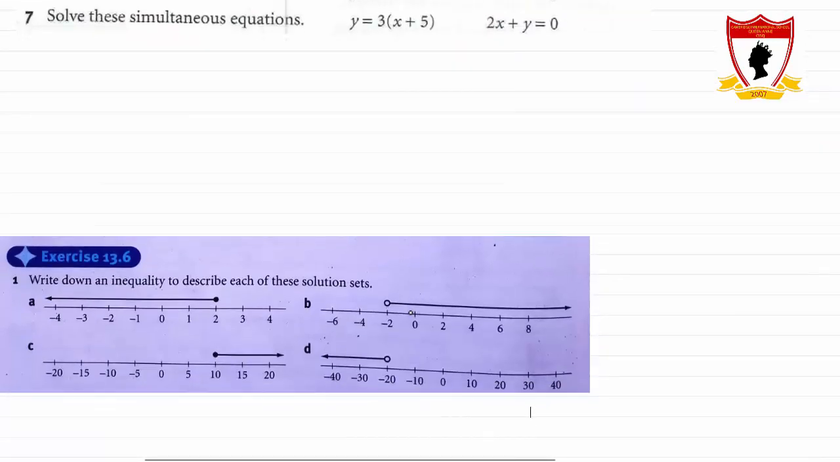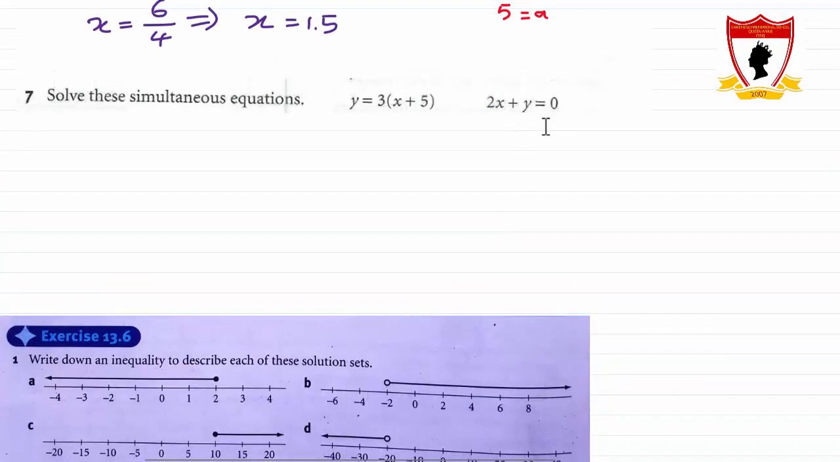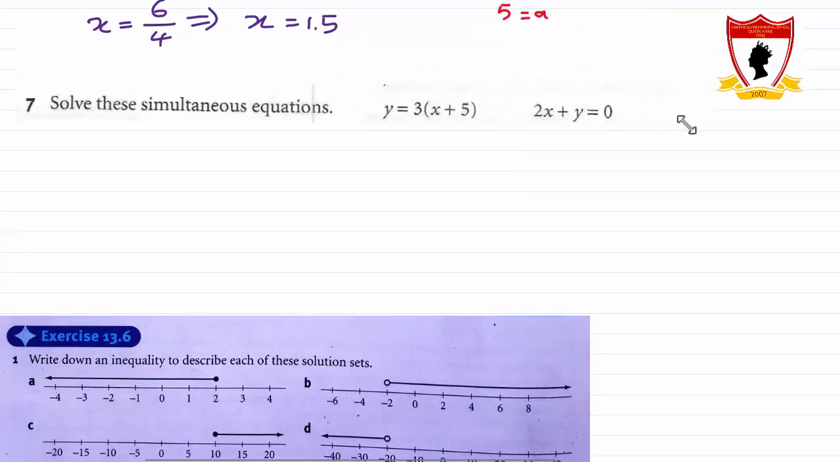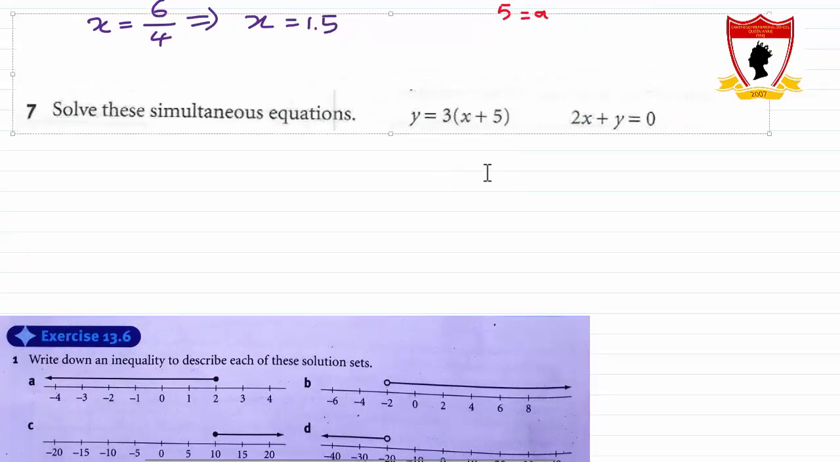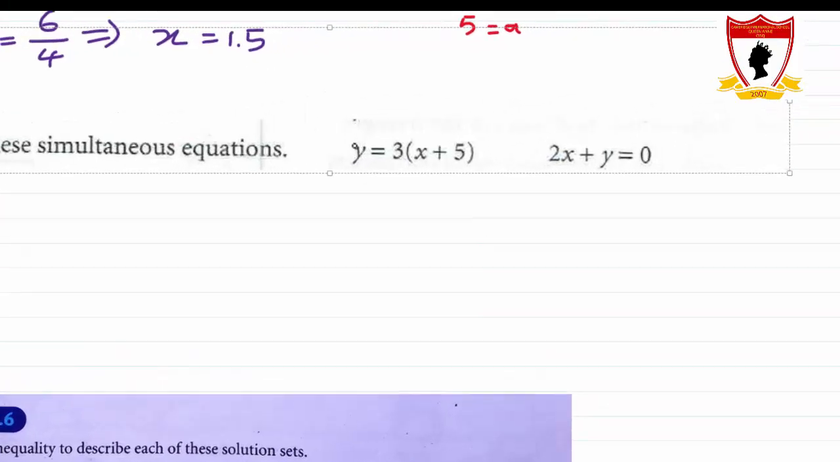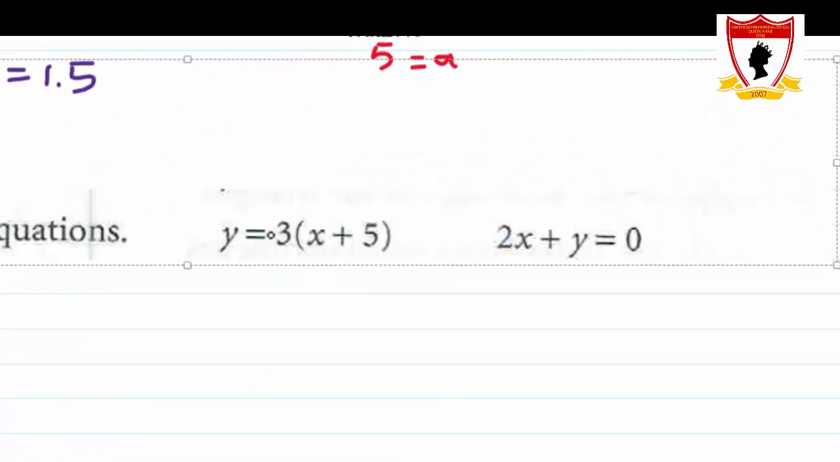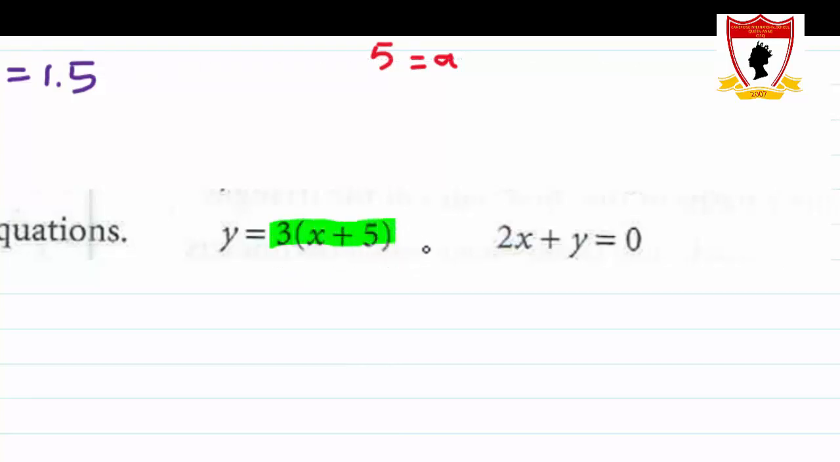Simultaneous equations. There are 3 ways to solve simultaneous equations. We can use the substitution method, we can use elimination, or graphical. Here I'm going to solve these couple of equations simultaneously. Let's start with substitution. Here we have y is equal to 3 bracket x plus 5.